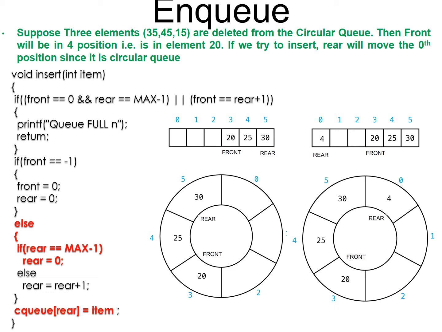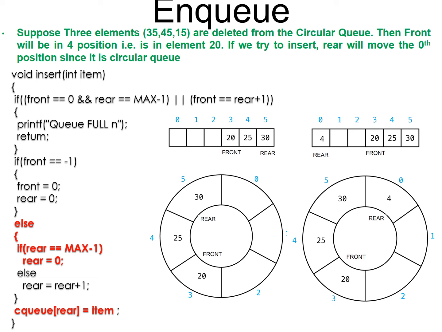Right, we'll come to the next condition. Front is equal to -1? No, the front is in the third position, so this is not the first element. So we'll come to the else part. Here, if rear is equal to max minus 1, that means rear has reached the last position of the array. Yes, it has reached the last position. Are there spaces available? Yes, because space is available only, we have come to the else part. So there are some spaces available.